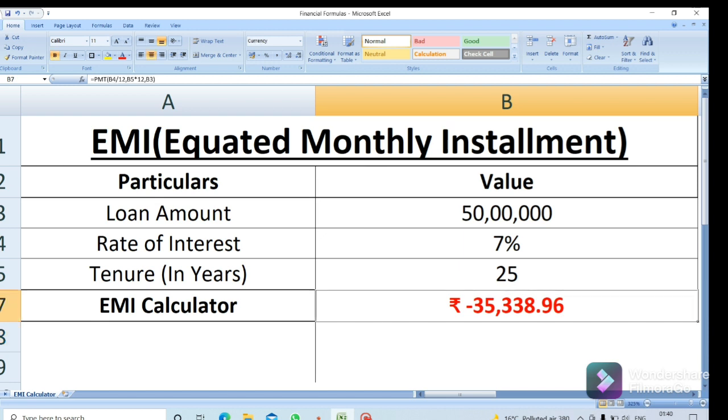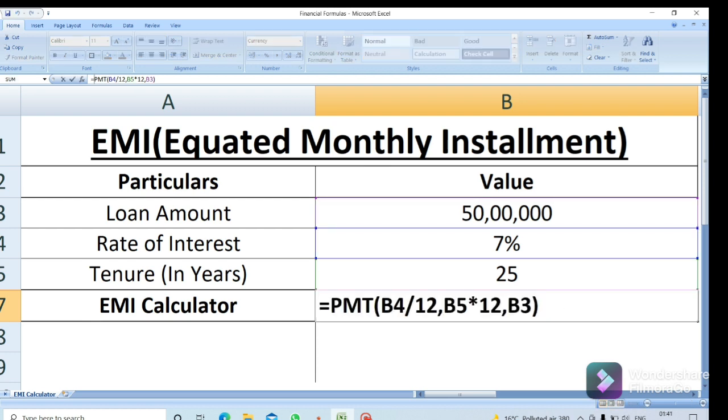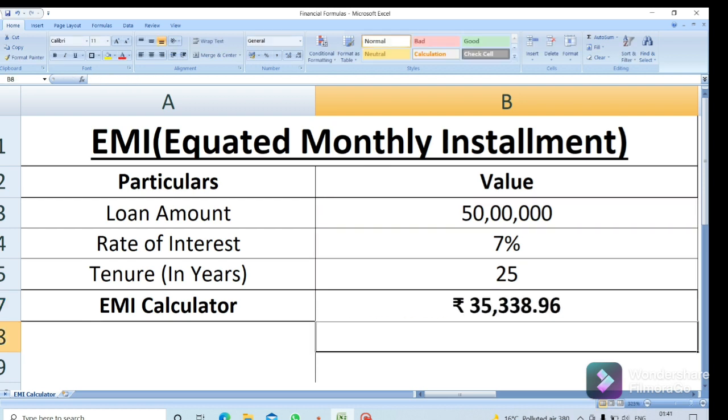Now I think you might be surprised why this amount is being reflected with a negative sign. The concept is very simple: that is the EMI amount which we need to pay, and that is the outflow. That is the reason the amount is reflected with a negative sign. In order to convert this negative into positive, it is very simple. You just have to prefix a negative sign before the formula and press the enter button. Now the EMI amount will be reflected with a positive sign.